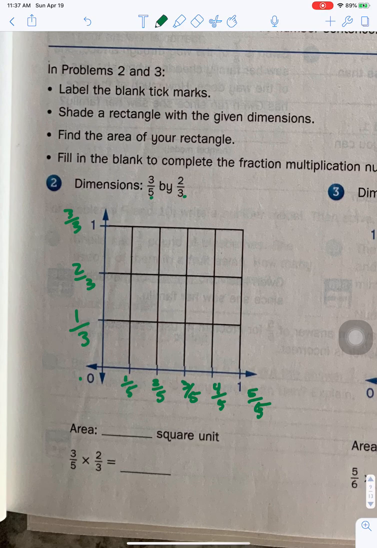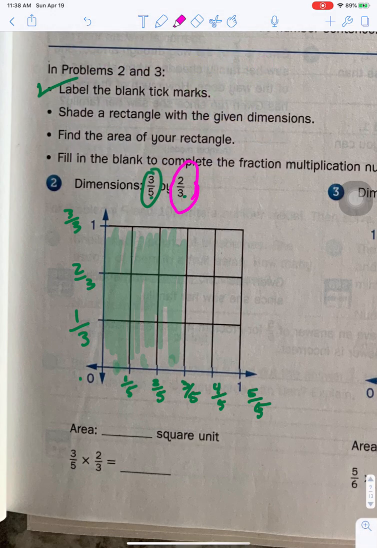Okay, so we labeled the tick marks. Next, shade a rectangle with the given dimensions. 3/5. Okay, so we'll start with the 3/5. So 1, 2, 3/5. So 3/5 will be like this. 1, 2, 3/5. And then we're going to shade in the 2/3. So 2/3 would look like this. 2/3 would be this area.